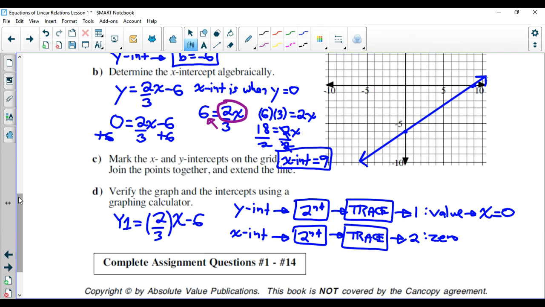Okay, so that's it for this lesson, an introduction to the equation of what a straight line looks like. And you can do numbers 1 through 7. And I will talk to you in the next lesson.